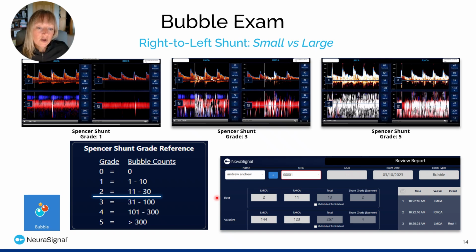The system will walk you right through this. So once you enter in your bubbles, it will multiply and provide that shunt grade for you. So you will have the reference chart on the bottom corner, but there's no need to memorize this because the system will do this all for you.